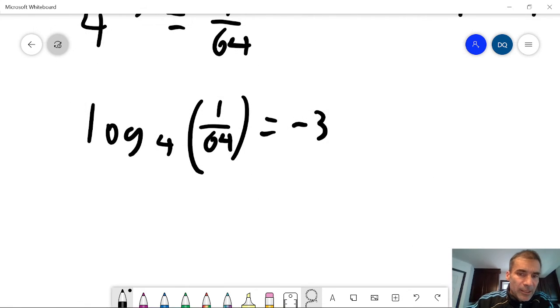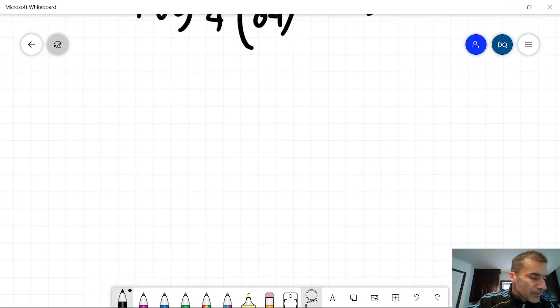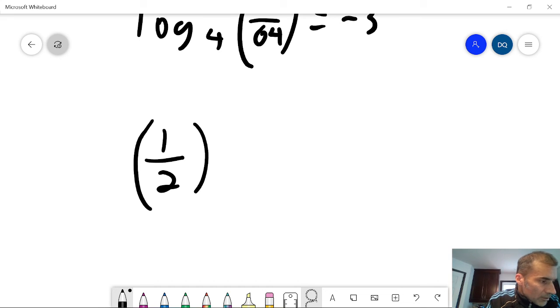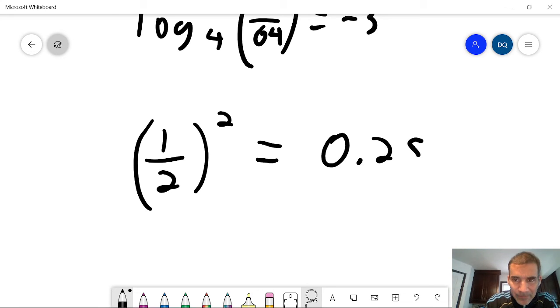Let's do an example that works the other way. Let's say I've got 1/2 squared, and 1/2 squared is 0.25. You know that because 1/2 of a half is a quarter, and a quarter is 0.25.